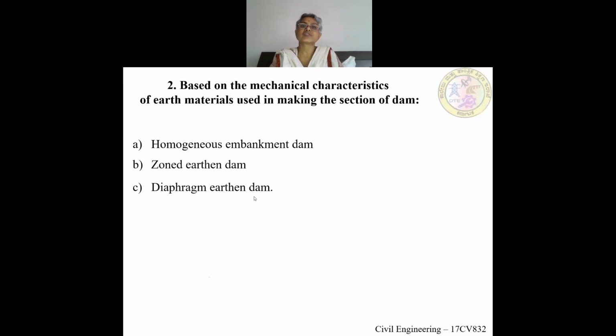Next is the classification based on the mechanical characteristics of the earth materials used in making the section of the dam. That was based on the method of construction, and this second classification is based on the materials used. The first one is the homogeneous embankment dam, the second is the zoned earthen dam, and the diaphragm earthen dam is the third one.